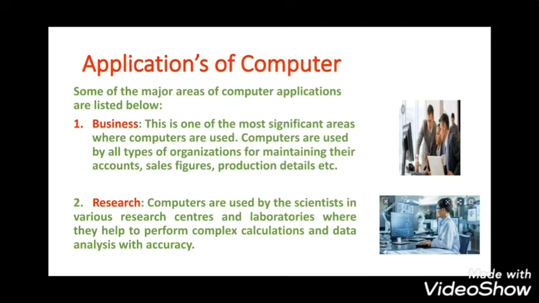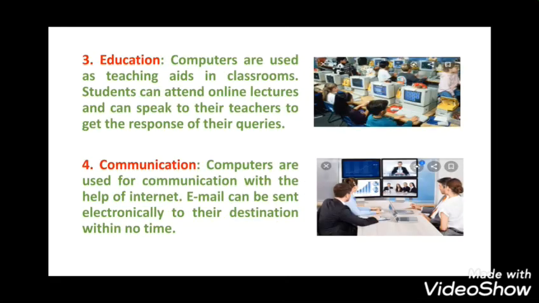The second application of computer is research. Computers are used by scientists in various research centers and laboratories, where they help to perform complex calculations and data analysis with accuracy. Computers used in scientific research have the ability to analyze data in ways and at speeds that are not possible with the human eye. They are able to analyze the percentage of materials present in a variety of compounds from soil samples and even the air you breathe.